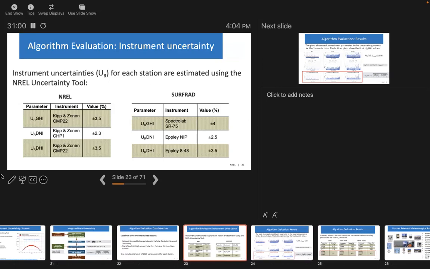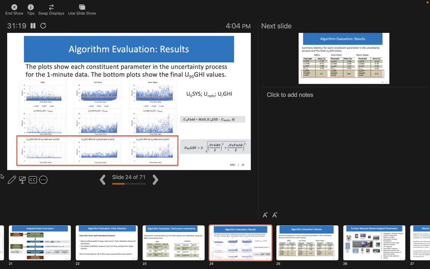So this is the global instrument, plus or minus 3.5%, the direct instrument, plus or minus 2.3, and the diffuse is plus or minus 3.5. This is NREL. SURFRAD has older instruments, so the uncertainty is a little higher in the GHI. So this is what we get.